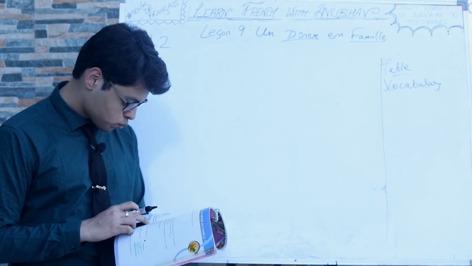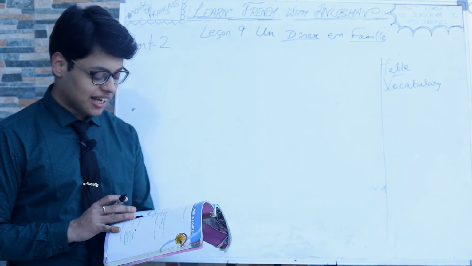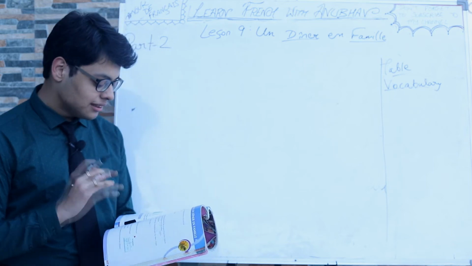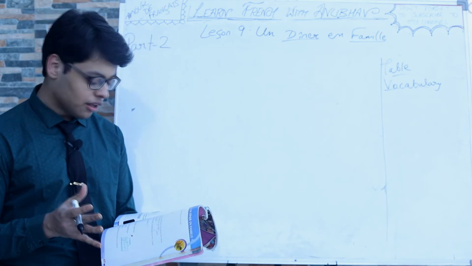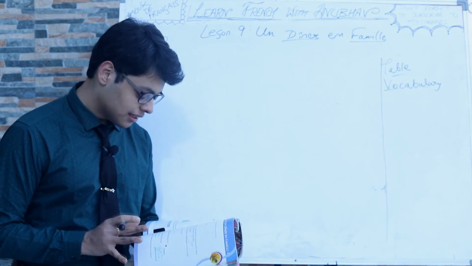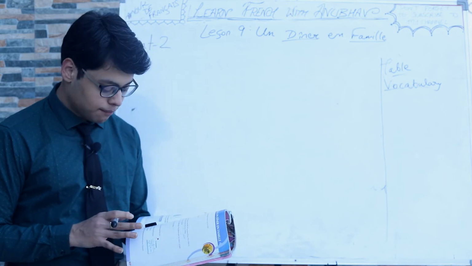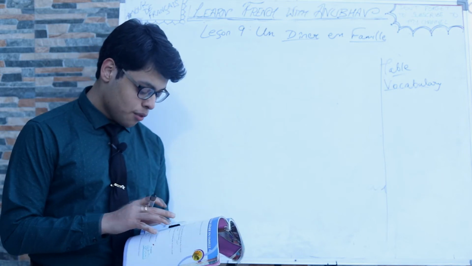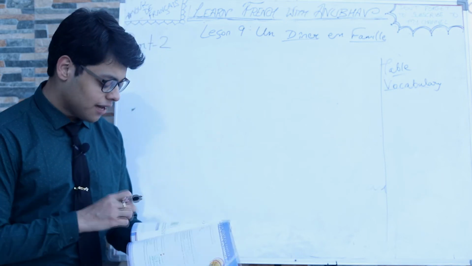Okay. Let me read it again. Voici la recette de ses plats favoris. So here is the recipe of one of her favorite dishes. Lis la recette. Read the recipe and cherche et classe les mots qui indiquent. Okay, so you need to divide them in tables.